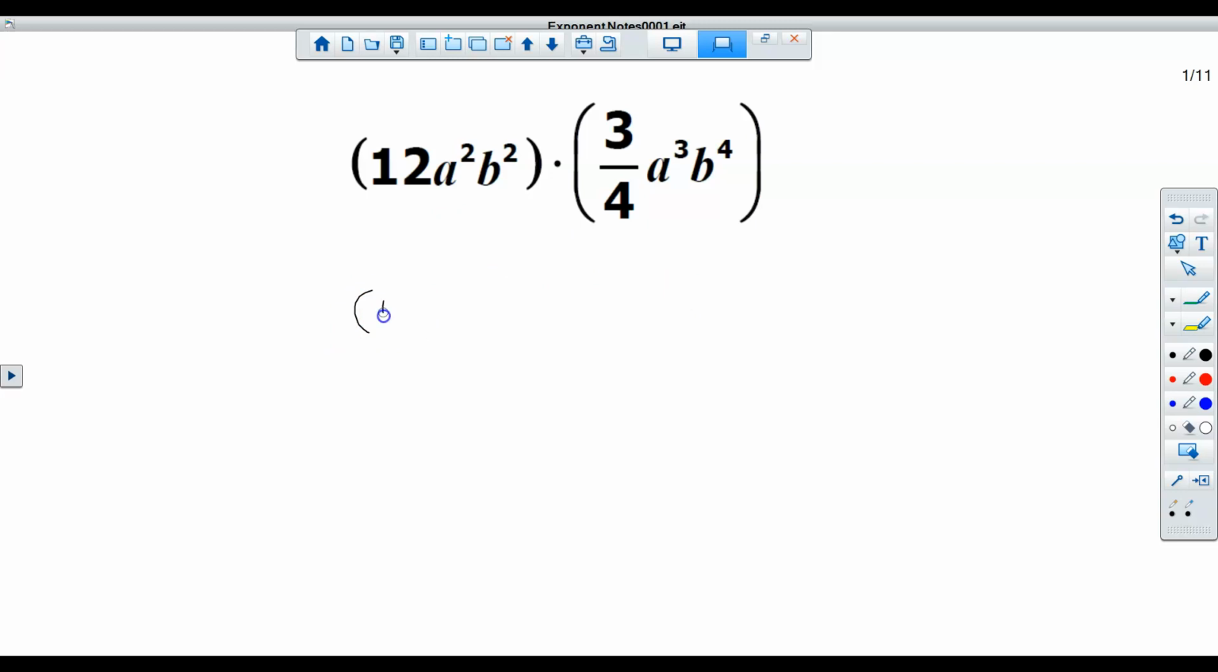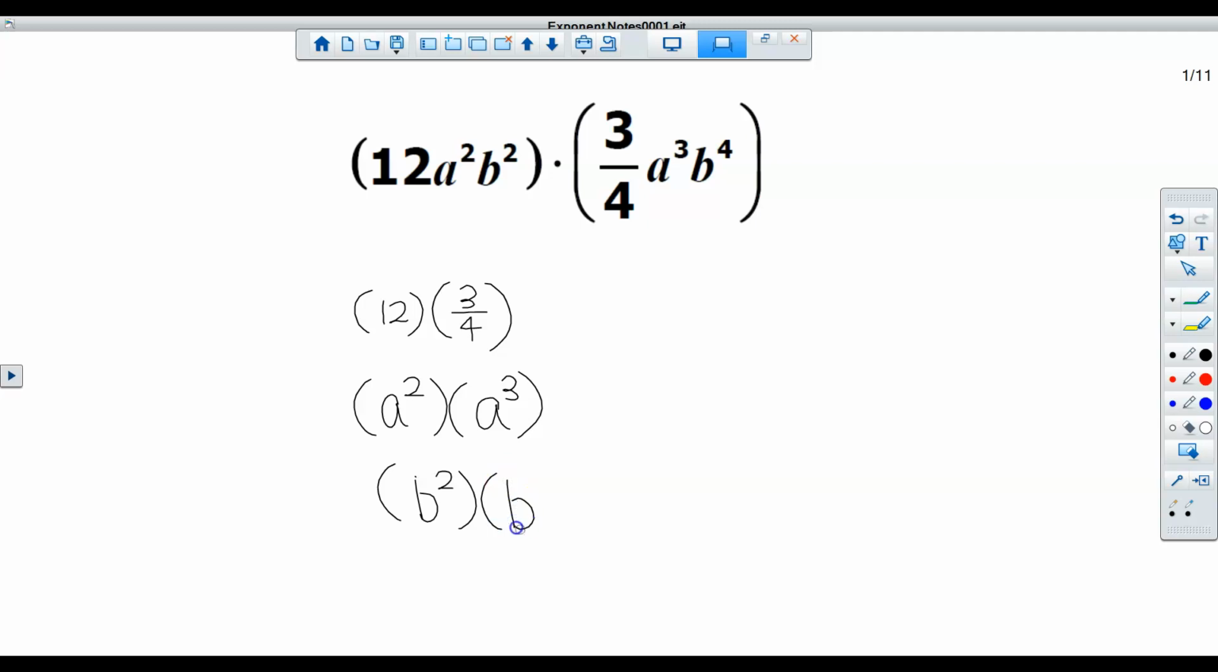So I have coefficients of 12 and 3/4. I have a to the second and a to the third. And then I have b to the second and b to the fourth. And again, like I told you yesterday, you don't have to write it all out the way I am right now. But I just want to break the problem down for you and make sure you understand how this works. All right, so with the coefficients, I'll do 12 times 3/4.